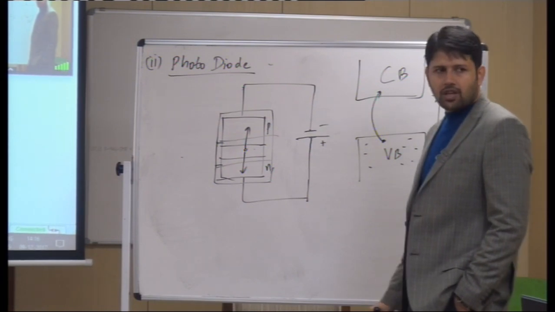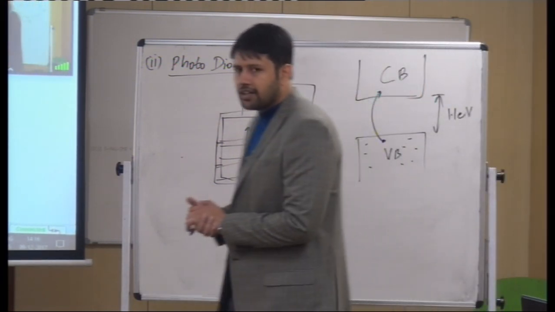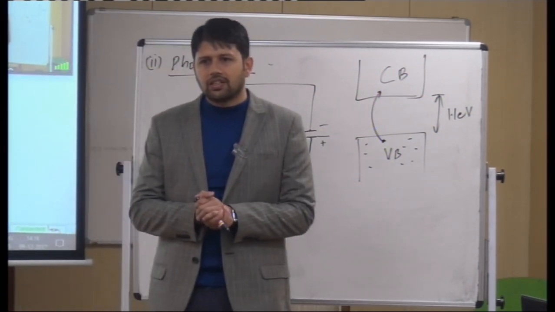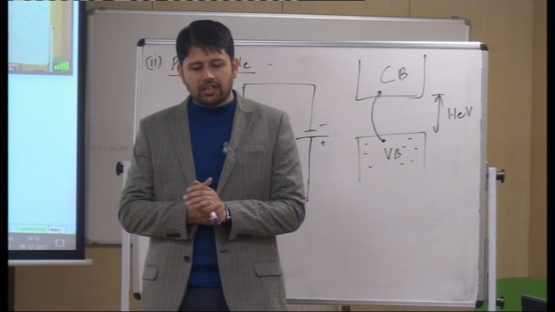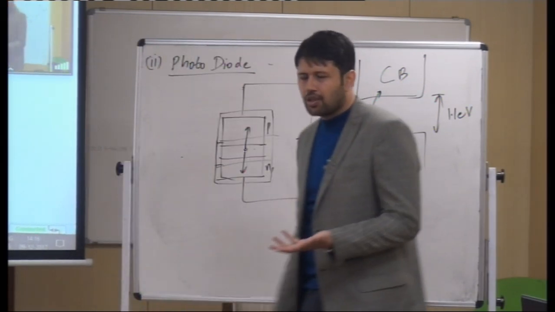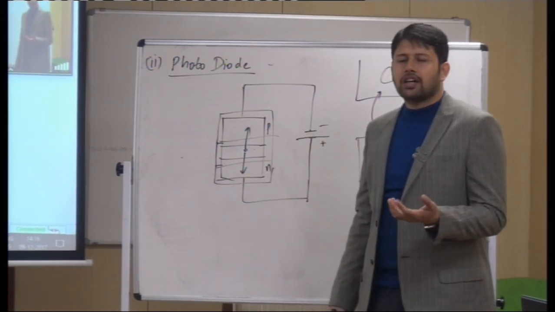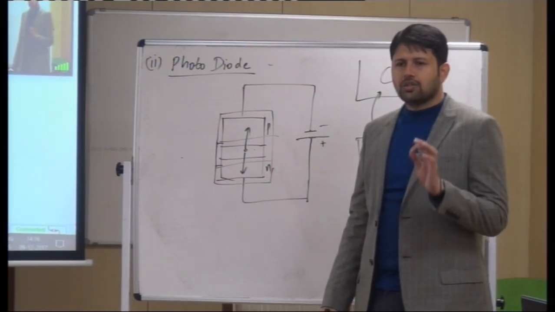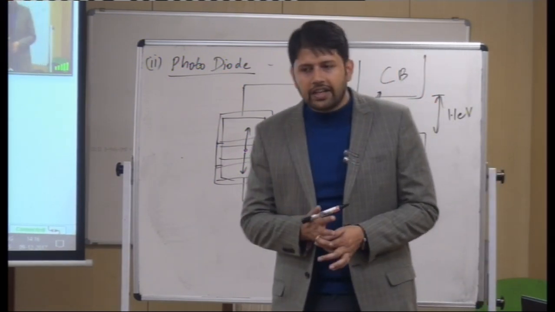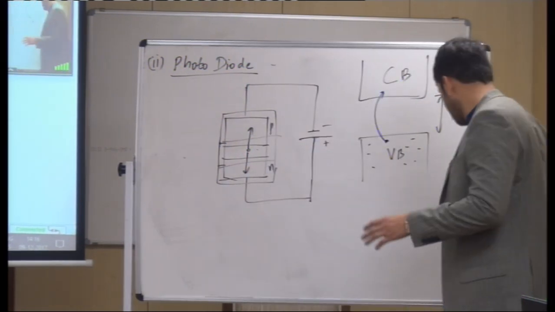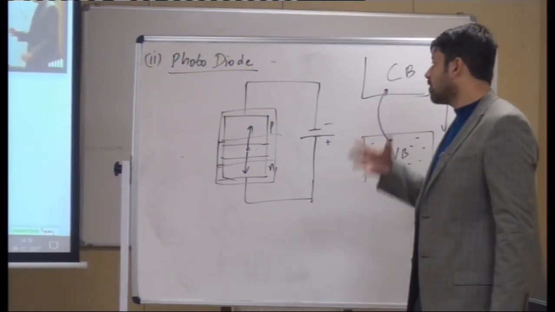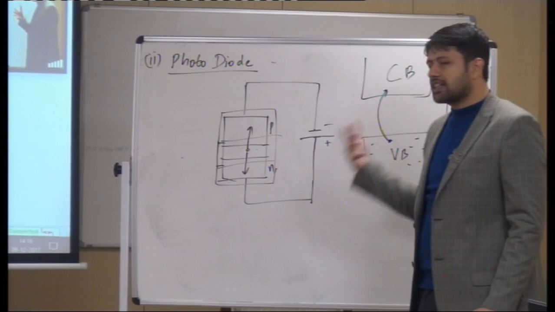Obviously, it would be conducting in dark mode as well. Whenever there is no light, there would be some reverse current, because even in reverse mode, a diode has some reverse current. So in the dark mode, there is some reverse current, while whenever light is incident on the window, because of extra charge carriers, the current increases.